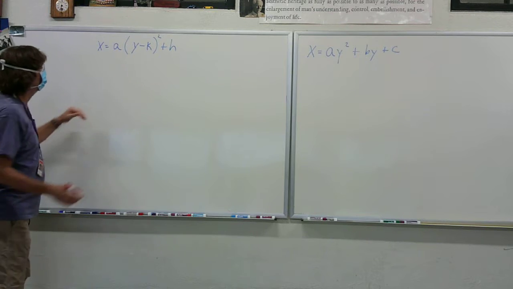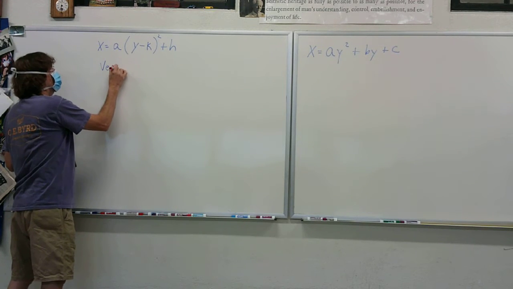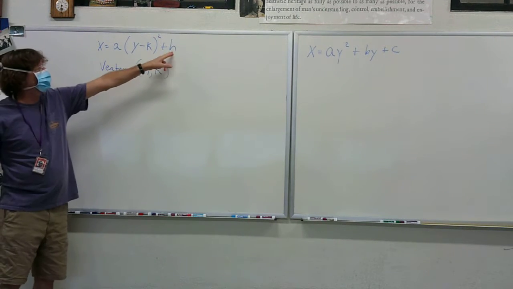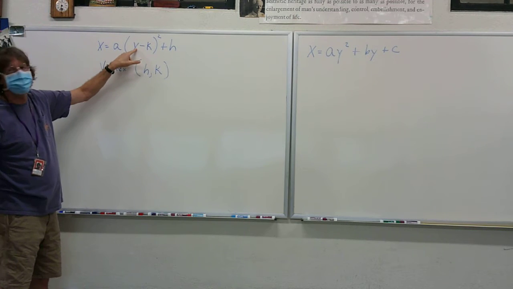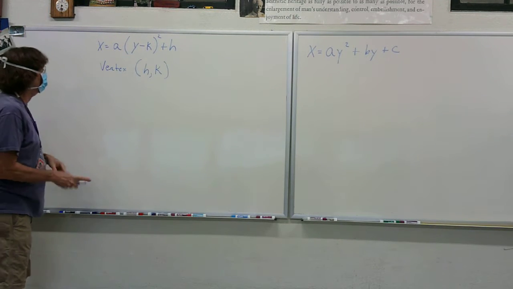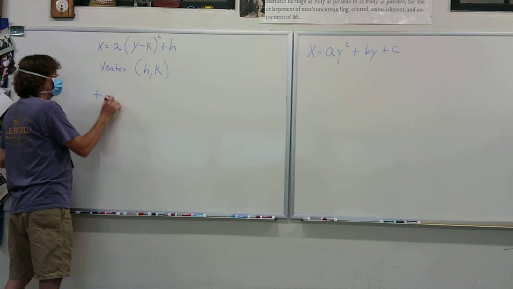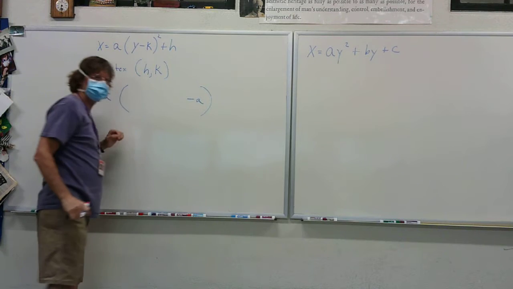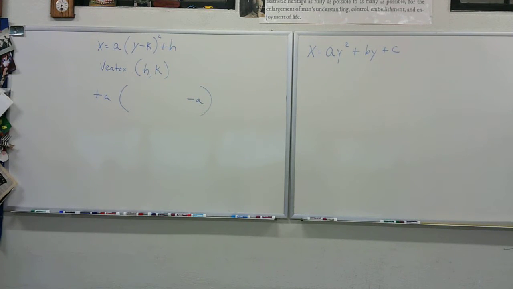Now, for this one, the vertex is still HK. But be careful. Your H value is out here, and here's your K because there's where your Y is. Now, if you have a positive A, it will open to the right. And if you have a negative A, it will open to the left. And you should be able to figure out where the focus, directrix, and all that are going to be, the latus rectum, by simply taking your picture and rotating it either to where it opens to the right or rotating it to where it opens to the left.